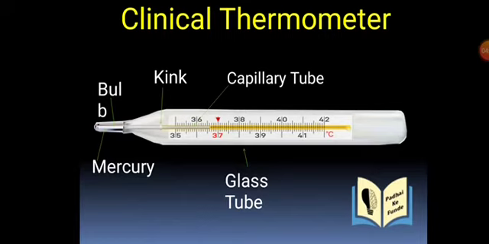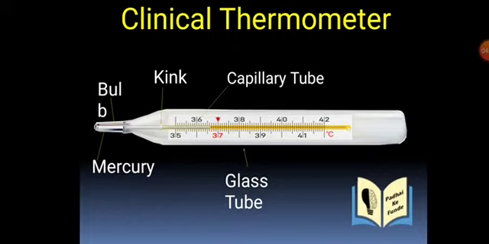First, you can see here the clinical thermometer. It is made up of a glass tube. At one end, we have a bulb in which mercury is filled. Inside this glass tube, you can see a very thin tube at the center, which is called the capillary tube. The width of this tube is so small that only a single hair can be inserted in it.